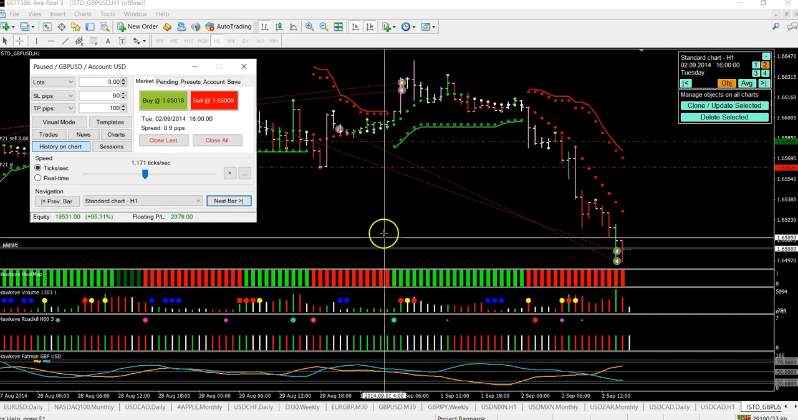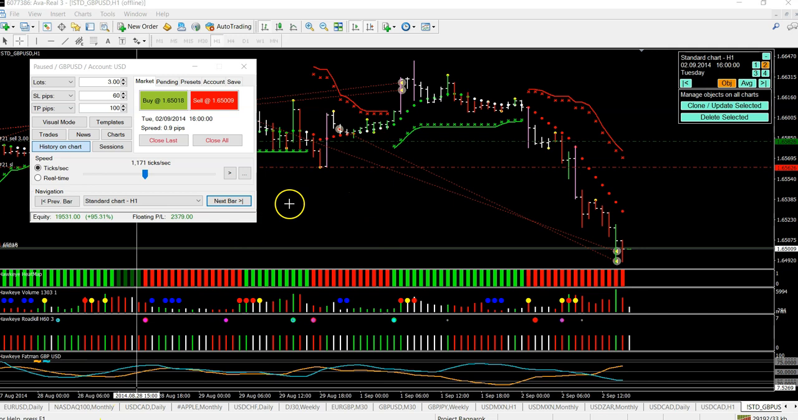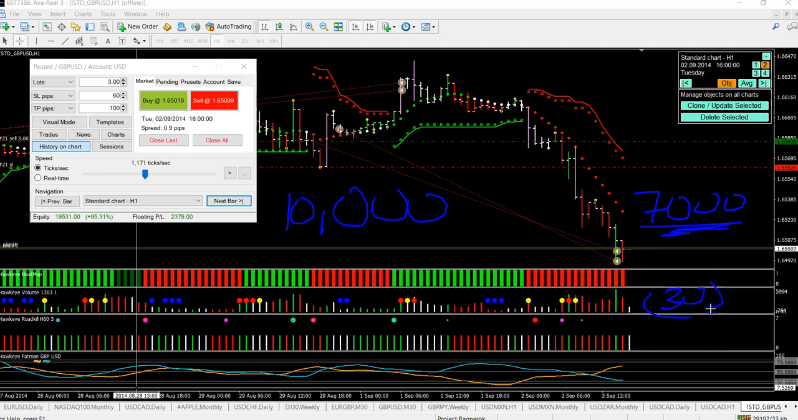So for every $10,000 trading this methodology, we were down on the drawdown, which is your floating negative, no more than $7,000. So we were not down more than $7,000. That's a 30% drawdown. Right now we're sitting at 95% up.